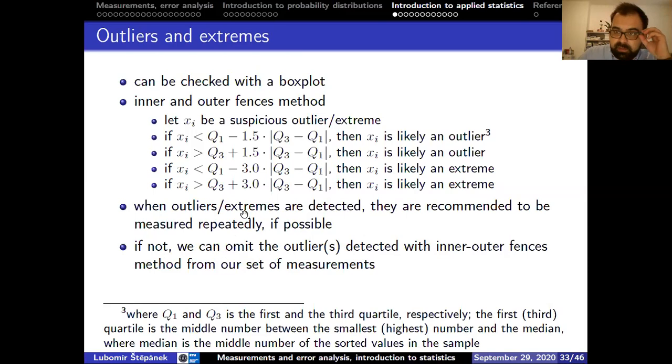So, typical situation: you have got a sample. All of the numbers except for one or two are okay. They are pretty close to the average, but one or two, or some limited count of numbers, are strange. They are pretty far from the sample average. So if this is your situation, try to apply inner and outer fences. And if you have a doubt, do the measurement one more time, do it. If not, and you would like to feel safe, remove this suspicious outlier from your sample.